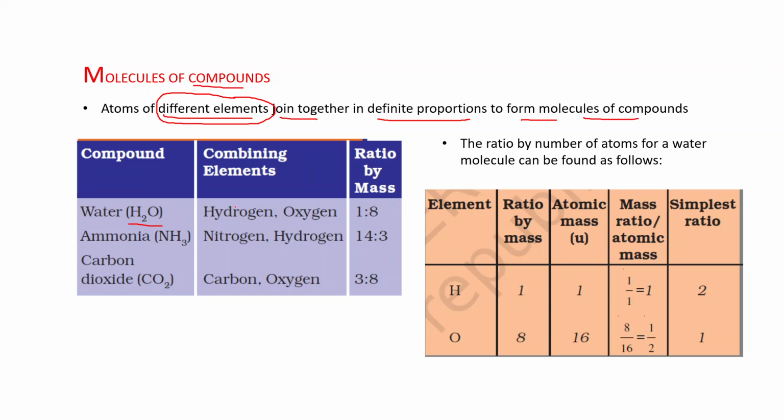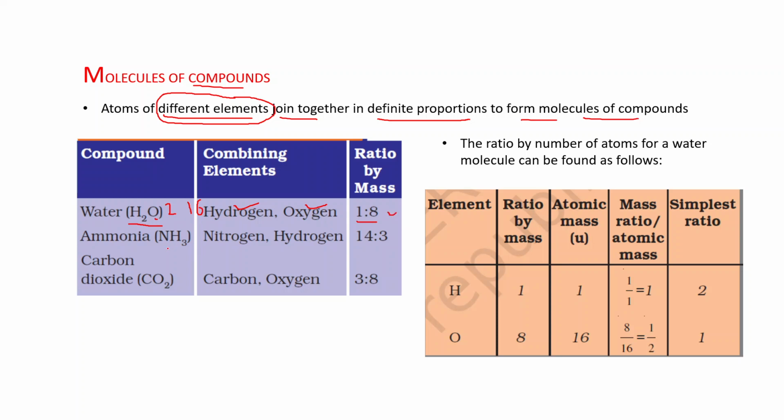In this case, the elements are hydrogen and oxygen. If you find the ratio by mass of these elements, it comes to 1:8. This ratio can be found using atomic mass. We already discussed the atomic mass of hydrogen is 1. There are 2 atoms of hydrogen, that's why 2. And the atomic mass of oxygen is 16, that is 2:16. Its simplest ratio comes to 1:8.